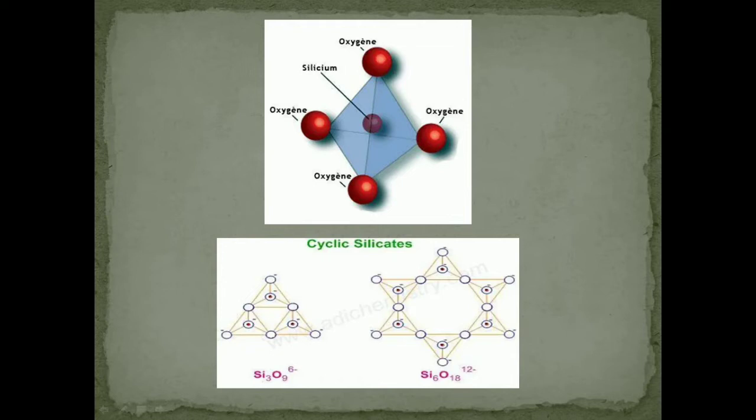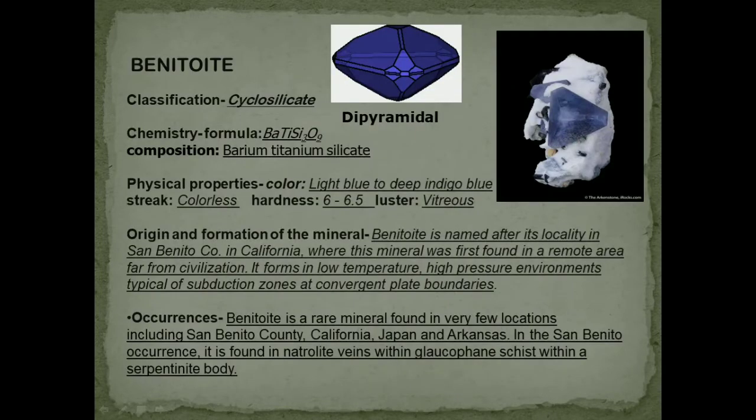So this is a 3D picture of a tetrahedron, and the 2D is an image of a cyclosilicate structure. In the 3D, you can see the tetrahedron having a silicon in the middle surrounded by the oxygen, and for the 2D cyclosilicate structure, you can see the oxygen that are shared by two tetrahedrons to form a ring-like structure. And now I'm going to show you the minerals that are classified as cyclosilicates, let's start with benitoite.